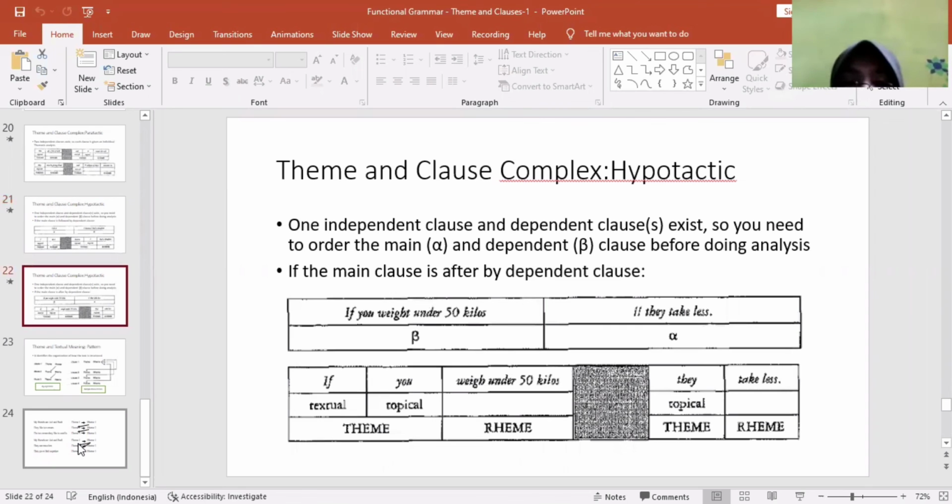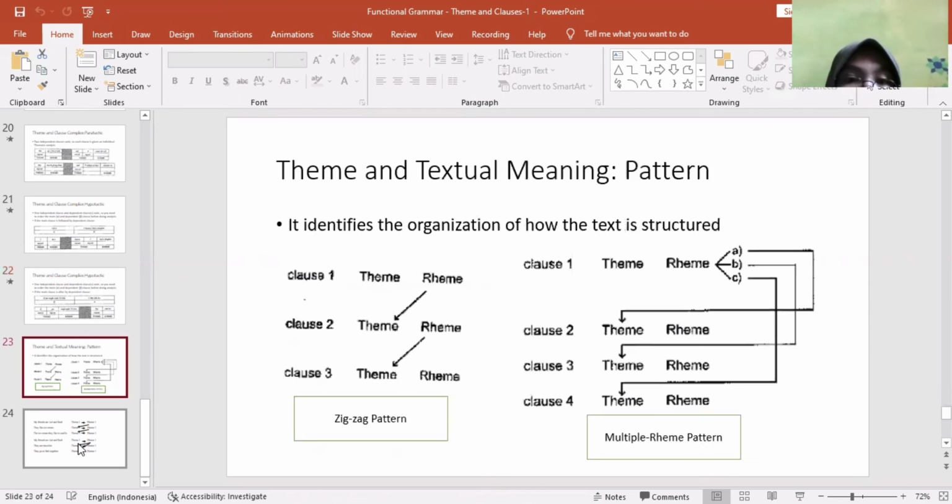Another example: "If you wake under 50 class" is a dependent clause, and "they take class" is an independent clause. "If" is textual, "you" is topical, so "if you" is theme, and "wake under 50 class" is Rheme. "They" is topical and theme, and "take class" is Rheme.